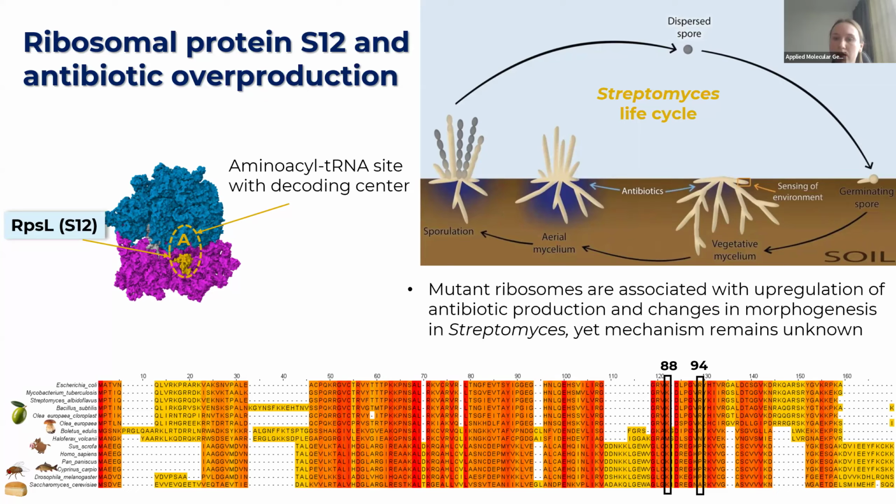And our model organism is Streptomyces albidoflavus, and we are focused on a conserved region of its S12 protein. Particularly, we are interested in residues 88 and 94. And here you can see a multiple sequence alignment, which uses amino acid sequences of the S12 protein from different organisms. You can see some bacteria, mushroom, and animals, and yeast, and fruit fly.